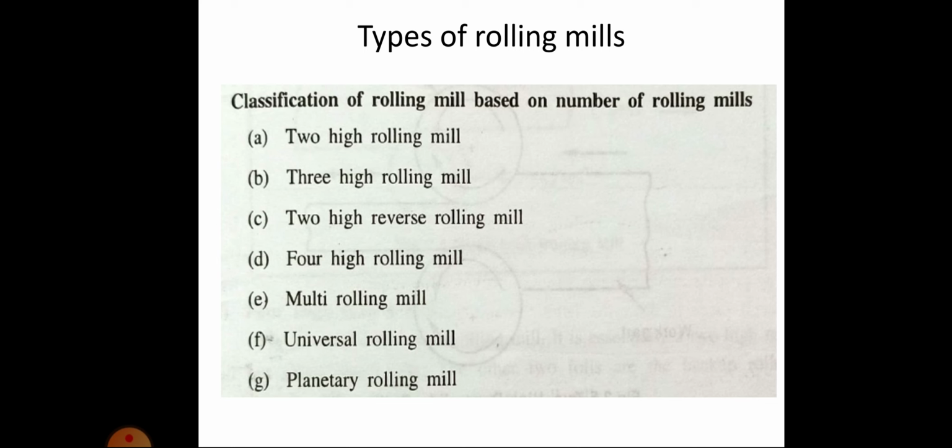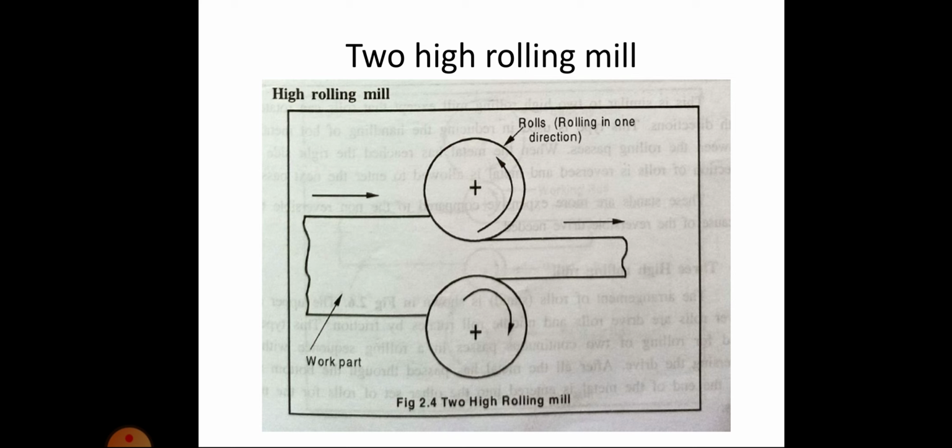Then types of rolling mills. The classification of rolling mills is based on the number of rolls. First one, 2 high rolling mill, 3 high rolling mill, then 4 high rolling mill, planetary rolling mill, universal rolling mill, multi rolling mill, etc. First one, 2 high rolling mill.